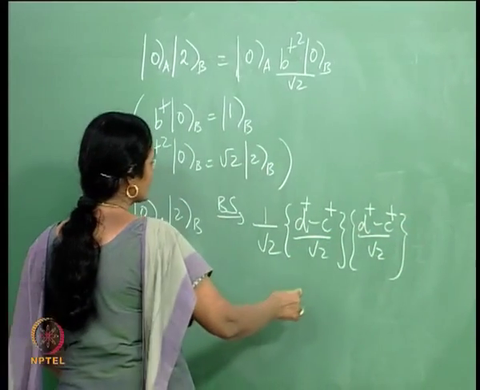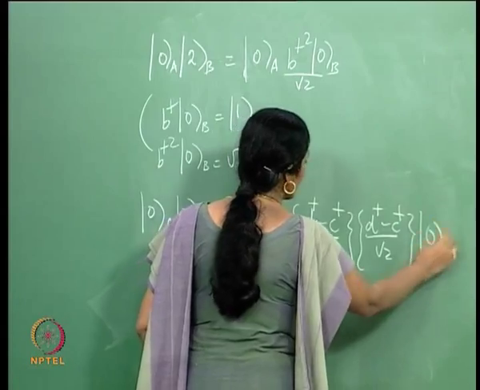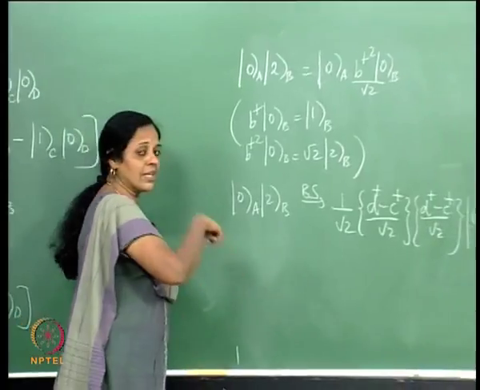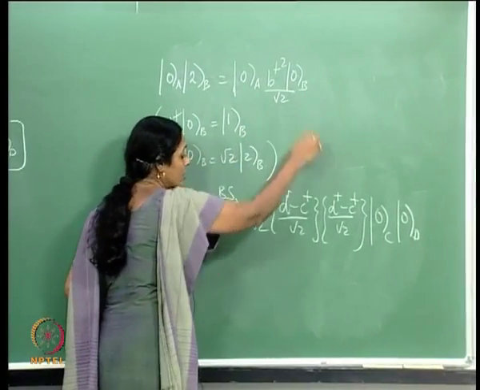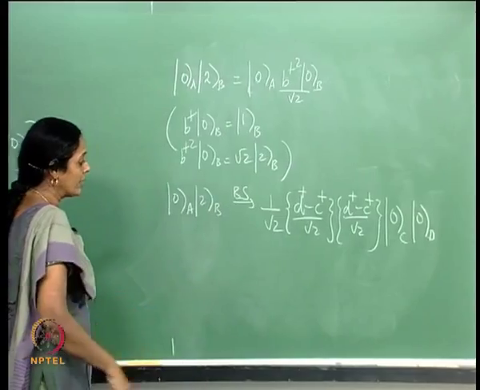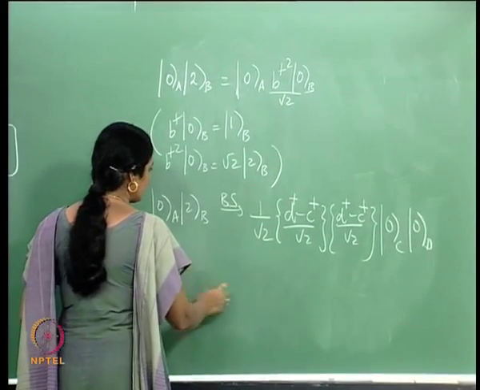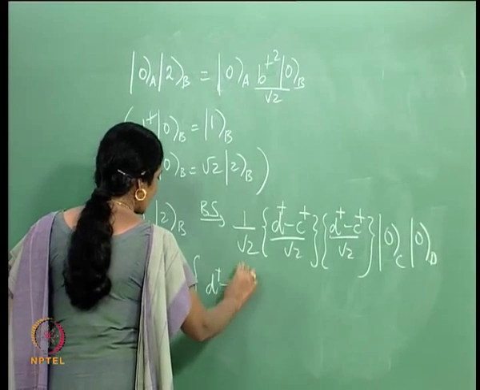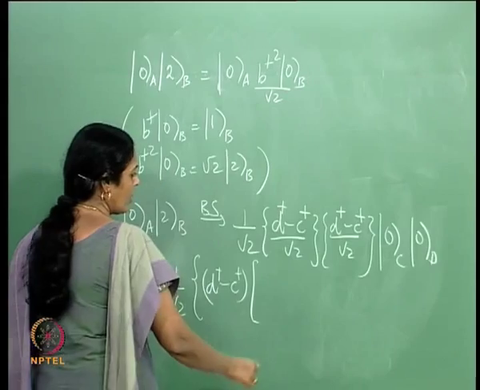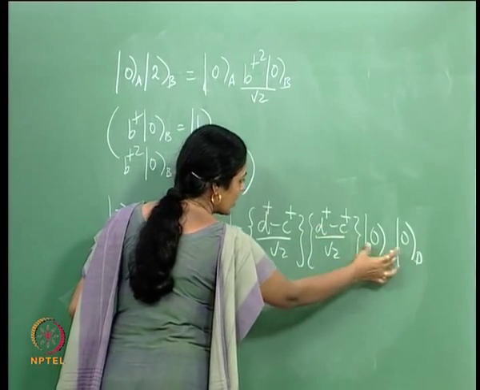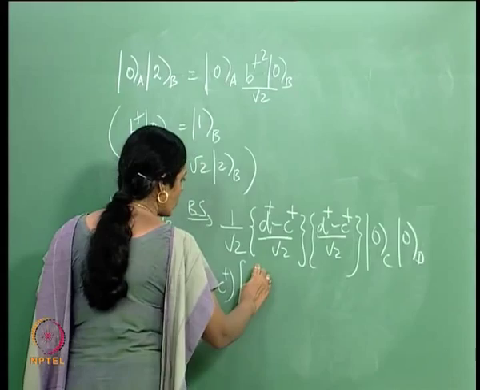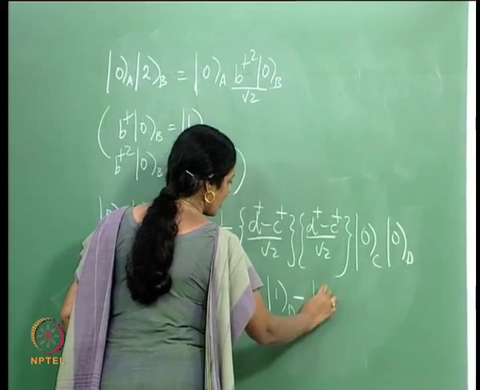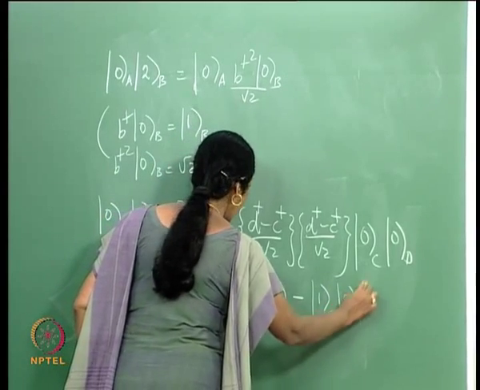So, this multiplies that |0_C, 0_D⟩, because I have used the fact that |0_A 0_B⟩ is the same as |0_C 0_D⟩. After beam splitting, I get nothing. So, this is 1 by 2 root 2 (D† − C†)². The first time this D† − C† acts on ket 0_C ket 0_D, I get |0_C 1_D⟩ − |1_C 0_D⟩.